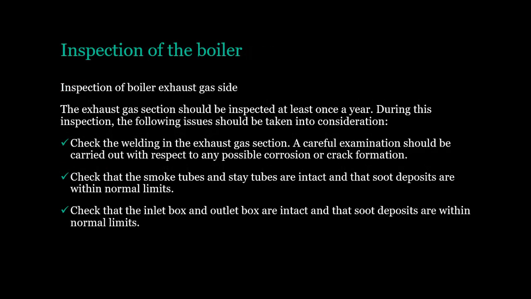Inspection of boiler exhaust gas side. The exhaust gas section should be inspected at least once a year. During this inspection, the following issues should be taken into consideration. Check the welding in the exhaust gas section. A careful examination should be carried out with respect to any possible corrosion or crack formation. Check that the smoke tubes and stay tubes are intact and that soot deposits are within normal limits. Check that the inlet box and outlet box are intact and that soot deposits are within normal limits.